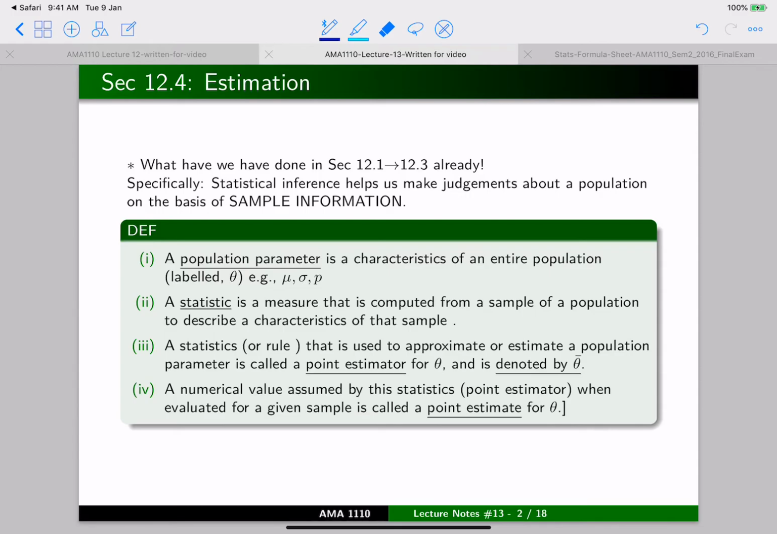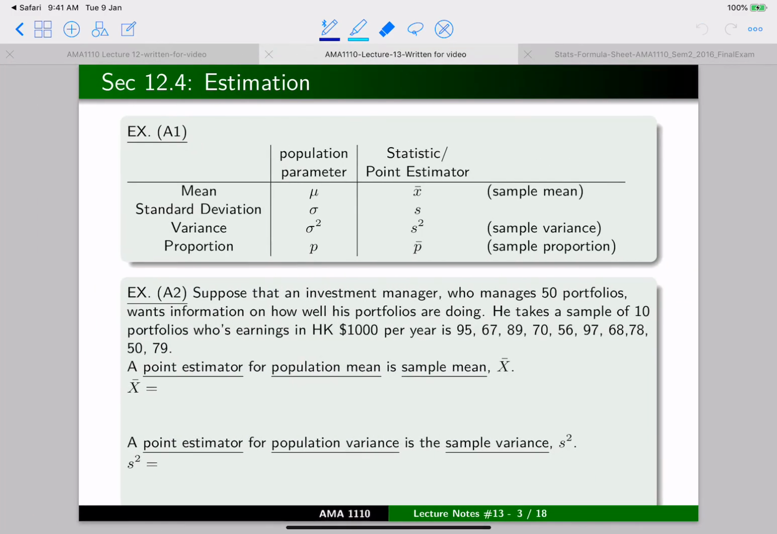A numerical value that's assumed by this statistic or point estimator when evaluated for a given sample is called a point estimate for theta. So for example, to estimate the population mean, we use the statistic or point estimator of the sample mean. To estimate the standard deviation of the population, we use the sample standard deviation. To estimate the population variance, we use the sample variance. To estimate the population proportion, we use the sample proportion.